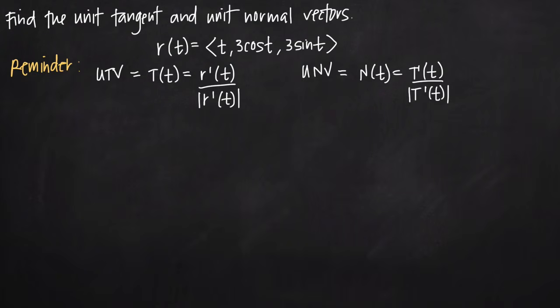Today we're going to be talking about how to find the unit tangent vector and the unit normal vector of a vector function. In this particular problem, we've been given the vector function r of t is equal to, and here we've just been given the vector components t, 3 cosine t, and 3 sine t. Of course, sometimes you'll see this written instead as r of t is equal to ti plus 3 cosine t j plus 3 sine t k, and of course those are equal to one another.